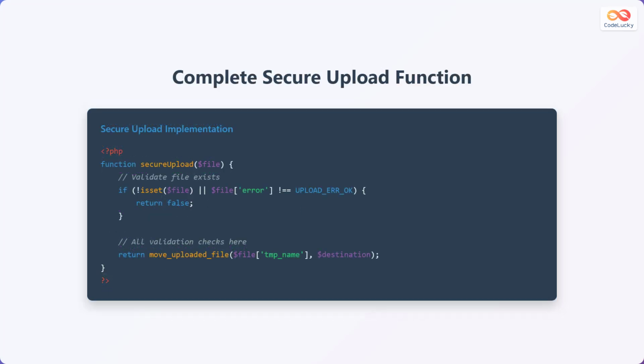Here is an example of a complete secure upload function. This function takes the file as input. The first step is to validate that the file exists and that there are no upload errors. If any of these checks fail, the function returns false. You will have to add all validation checks here. Then move the uploaded file from the temporary directory to the destination.